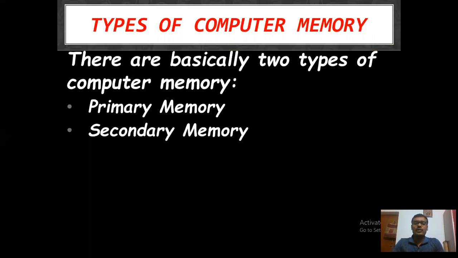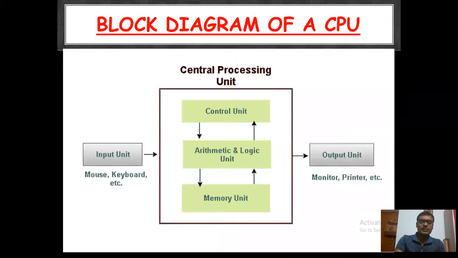So types of memory: there are basically two types of computer memory. One is primary memory and another one is secondary memory. Primary memory is also known as main memory. Secondary memory, like hard disk and your pen drive, can store a large amount of data for future retrieval. Primary memory is the main memory, like RAM and ROM. So you can see this block diagram of the CPU.